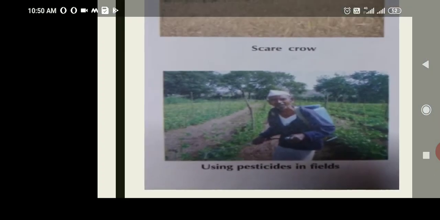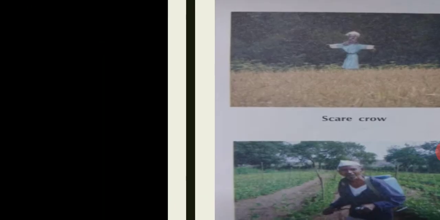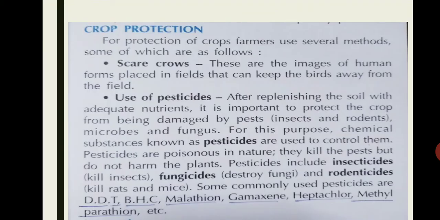These pesticides, which are chemical in nature, are sprayed in the field to kill the pest, but they do not harm the plants. Pesticides include insecticides that kill insects, and fungicides are chemicals that destroy fungus. Rodenticides are also there that kill rats and mice. They are sprayed in the field to protect the crop. Some commonly used pesticides are DDT, BHC, malathion, gamexine, heptachlor, methylparathion, etc.